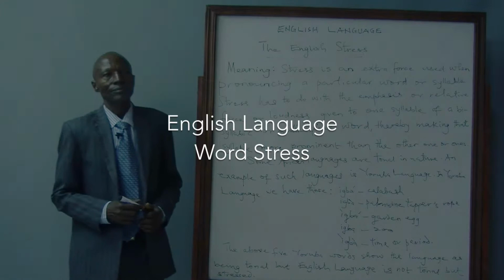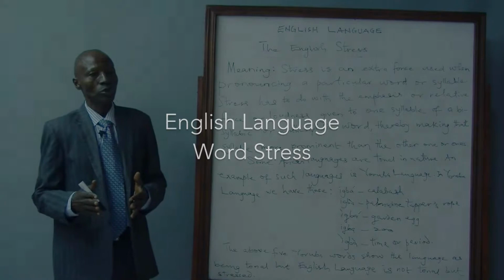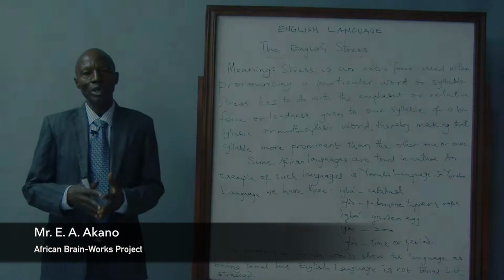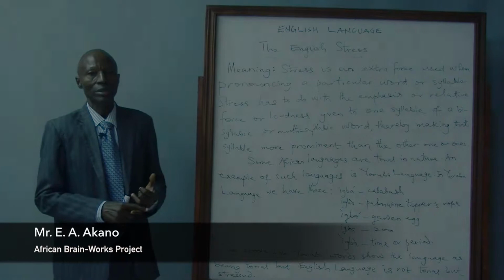We have had a look at the segmental features of English language, which has to do with how vowels and consonants combine together to form words. But today, we are starting with suprasegmental features, which are stress and intonation. But we are going to deal with the first one, the former one, which is the stress.